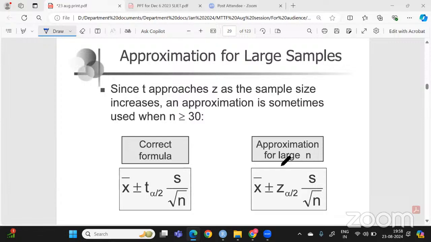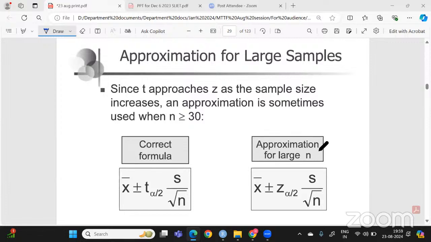There is a criterion that I already discussed with you: t approaches z as the sample size increases, and an approximation is sometimes used when N is greater than or equal to 30. Generally, for N greater than or equal to 30, most of the properties of the t distribution converge to the normal distribution. But again, we have to cross-check whether it fulfills the criteria. If it does not, then we go with the t-test and use this formula.